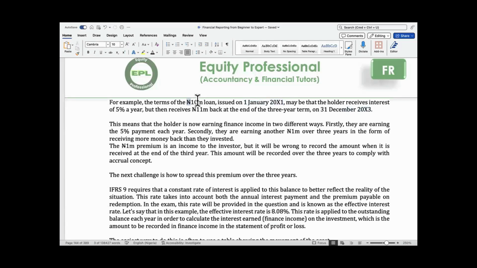So this guy invested 10 million, he gets 5% every year, and at maturity, he gets 11 million back. The difference between this one and the previous scenario is this extra 1 million we are getting. Look at it. We invested 10 million. We are getting back 11 million. So in addition to this 5% we are getting every year, we are also going to make 1 million at maturity.